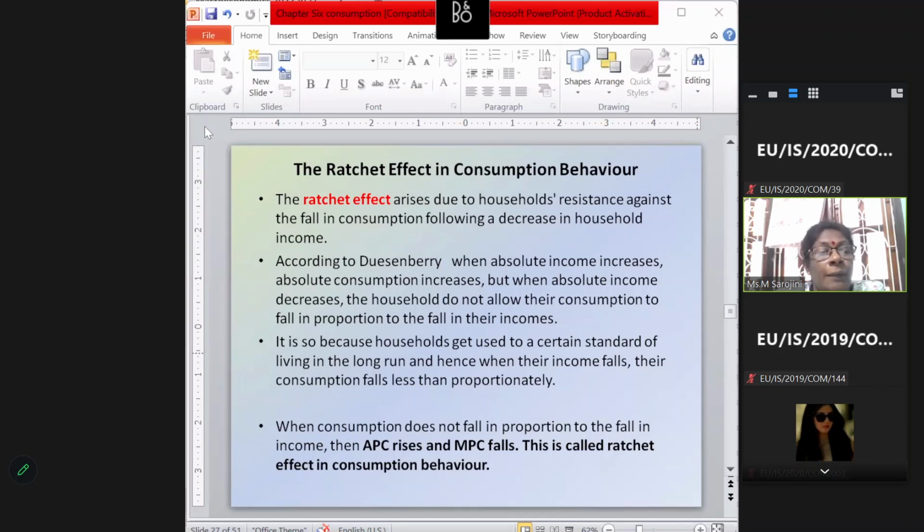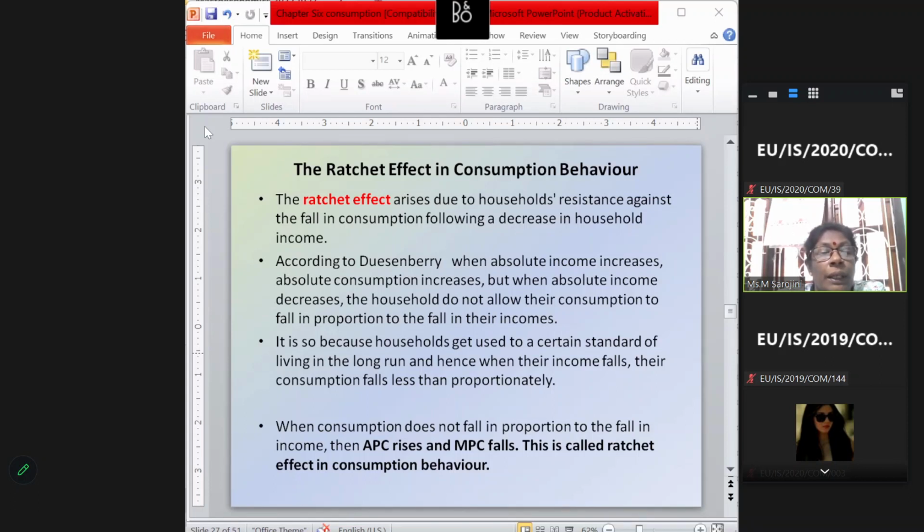Right? That means once the income of the individual decreases, they won't decrease their consumption. They never want to decrease their consumption, right? They maintain their consumption as it is, though there are changes in their income. That is explained by the demonstration effect as well as the Duesenberry relative income hypothesis. With the continuation of that, here we are going to discuss the ratchet effect.